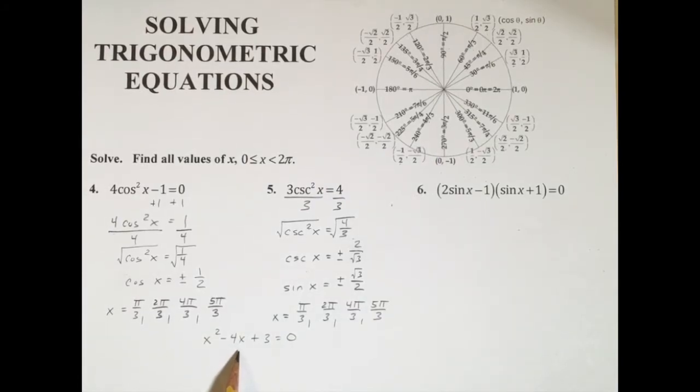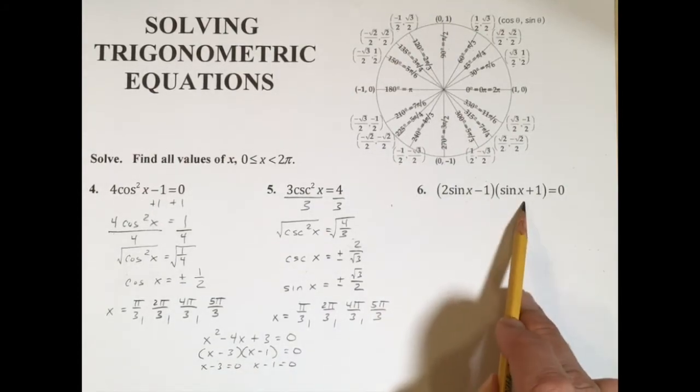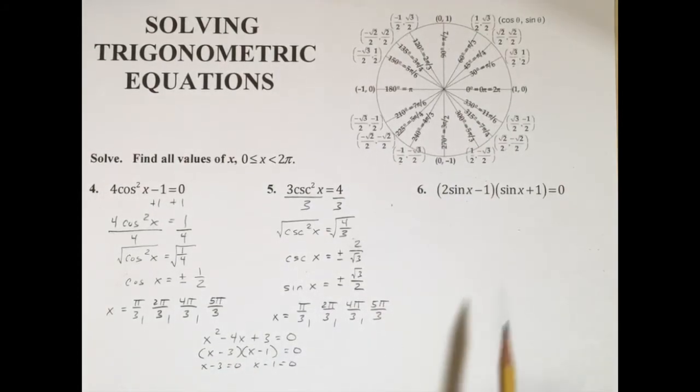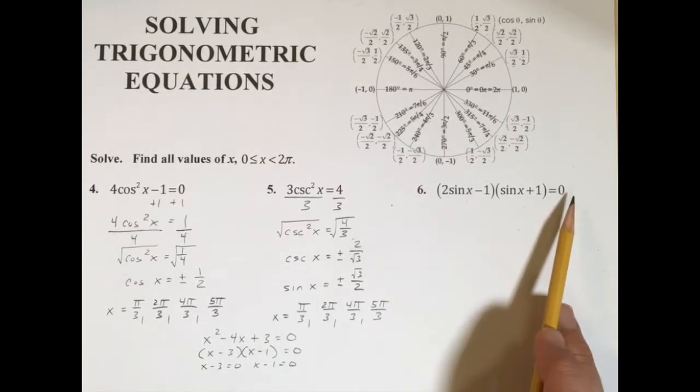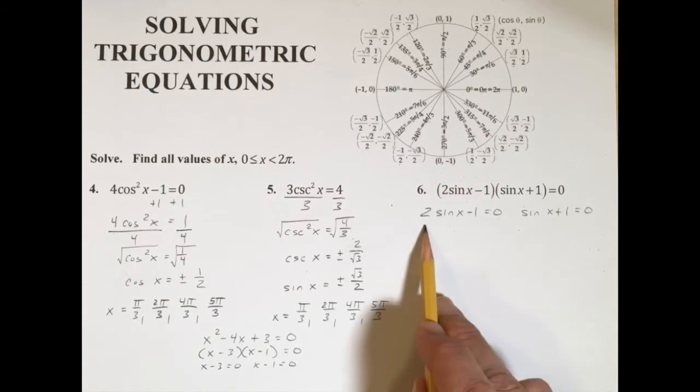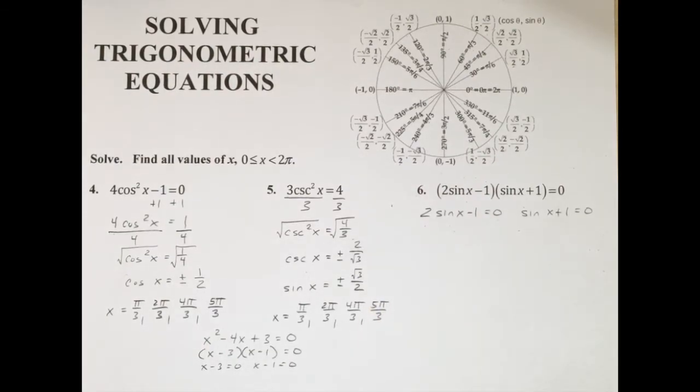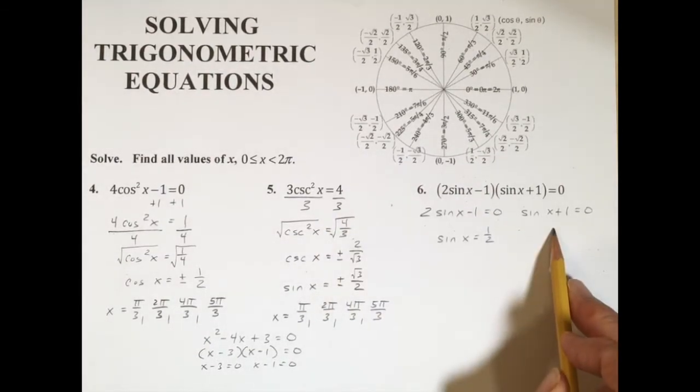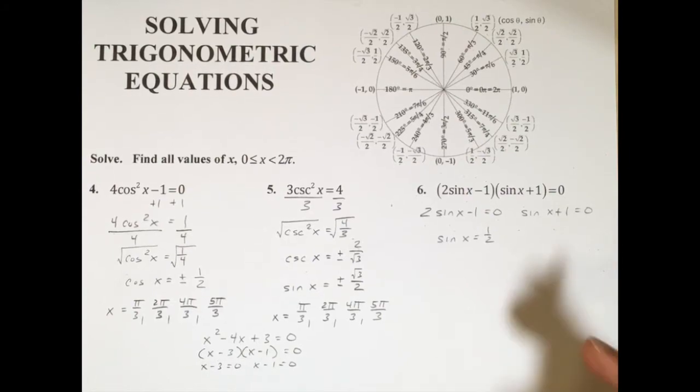Before we look at number 6, take a look here. When we solve a quadratic equation like x squared minus 4x plus 3, we solve it by factoring. We rewrite it as the product of two linear factors, and then we set the two factors equal to 0. Well, number 6 is already written in this factored form. To solve this, we will just set both of these factors equal to 0. Over here, I'm going to add 1 and divide by 2 on both sides. And here, I'm going to subtract 1 on both sides.